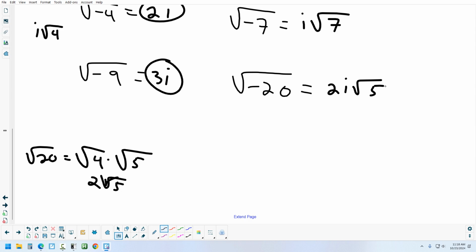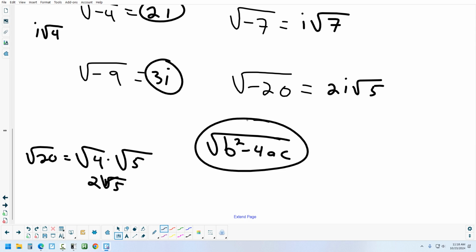And where you're going to see these square roots come up, where you have to simplify them or reduce them like we just did, is when you do quadratic formula. It's going to be in this part right here. You're going to end up with a square root. And if it comes out negative, you're going to have to turn it into something with an i. But we'll get to that when we solve roots with quadratic formula. So that's important to know.